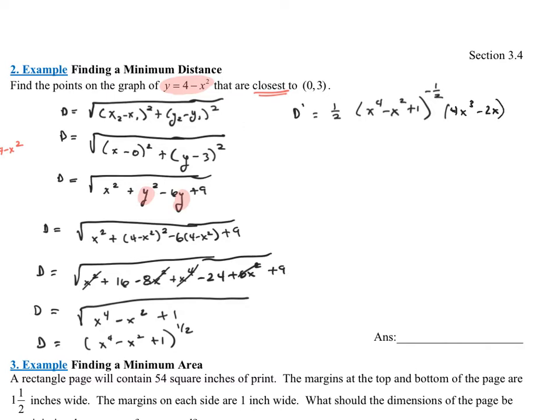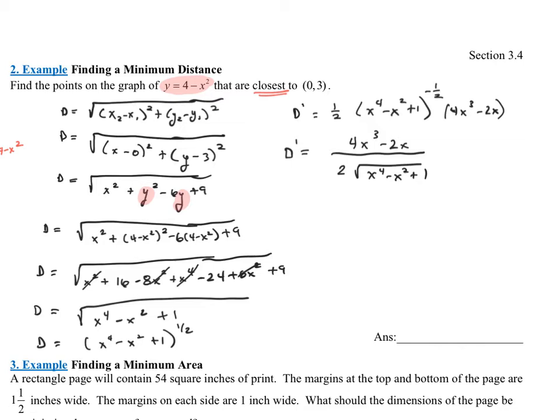Let's go ahead and clean this up because we are going to be setting this equal to 0 or undefined. Because it's raised to the negative 1/2 power, I am going to throw that into the denominator, and 1/2 is a square root. So on top it looks like I have 4x cubed minus 2x. On bottom it looks like I have a 2 times the square root of x to the 4th minus x squared plus 1.